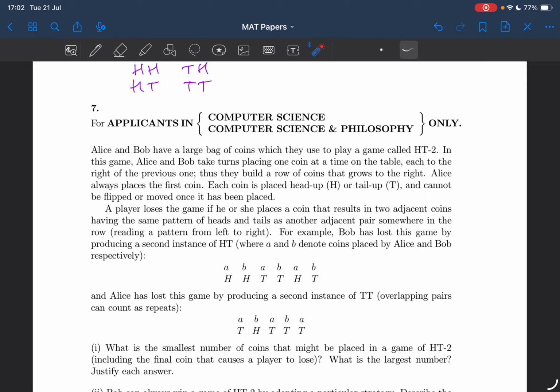HT, sorry. So yeah, he's gone H, and then Bob put another, so it's HH, and then you can see HT, TT, TH, but then we have another HT, HT. But at this point, like I said, Bob has to put something down after Alice has placed the heads. Already, we've had heads-heads and heads-tails.